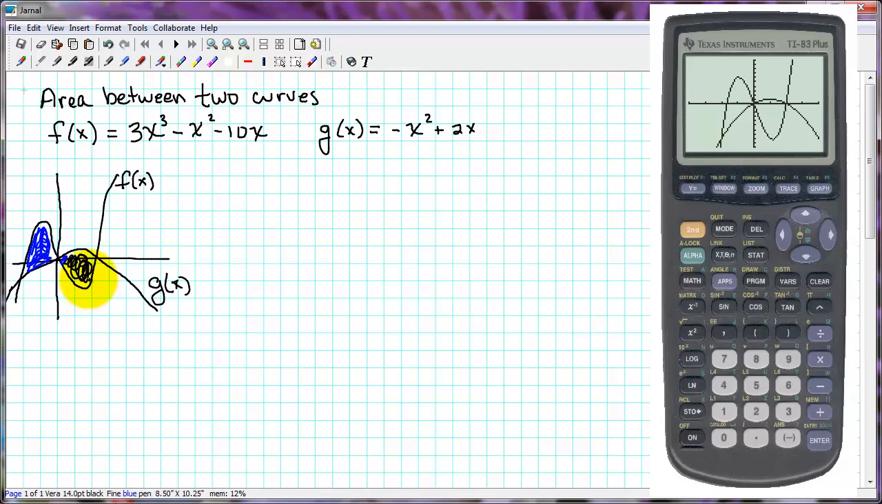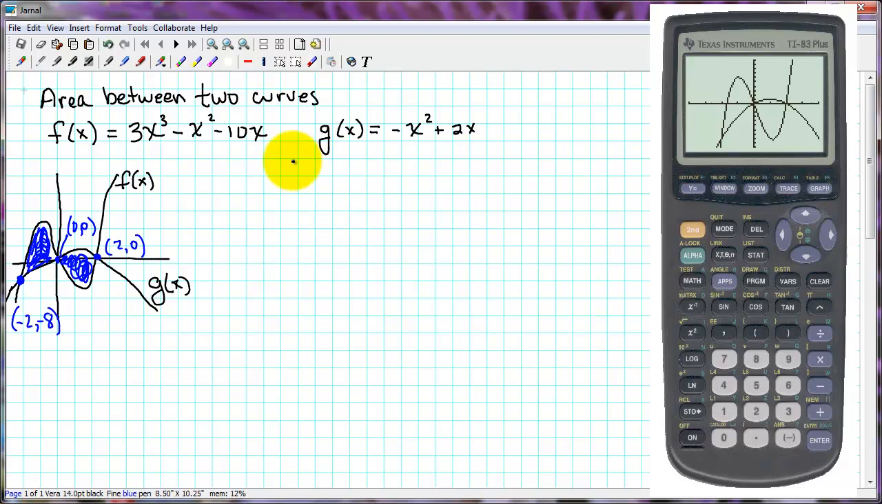Now from the last tutorial, one of our steps would be to find these intersection points. So here we have -2, -8. I did that earlier on my graphing calculator, just trying to save time here. This intersection is 0, 0, and this intersection is 2, 0.